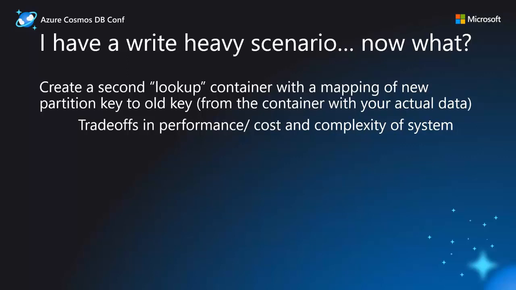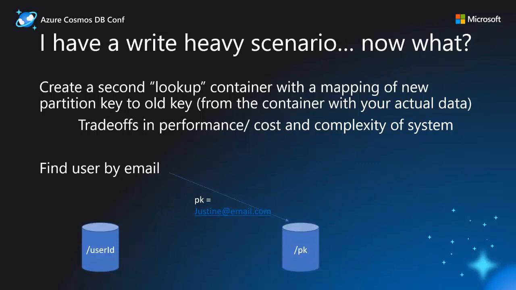You can create a second container called a lookup container that has a mapping of the new key to the old key from the container with your actual data. This has a trade-off, so your performance and your cost goes down, but your complexity of the system goes up. But what does the system actually look like under this scenario? Let's optimize for just one of these queries for a minute, which is find user by email. So in this case, we only have 2 containers. Forget about the 3 containers from the last case. We have all of our data stored in one container partitioned by user ID. And we also create this second lookup container.